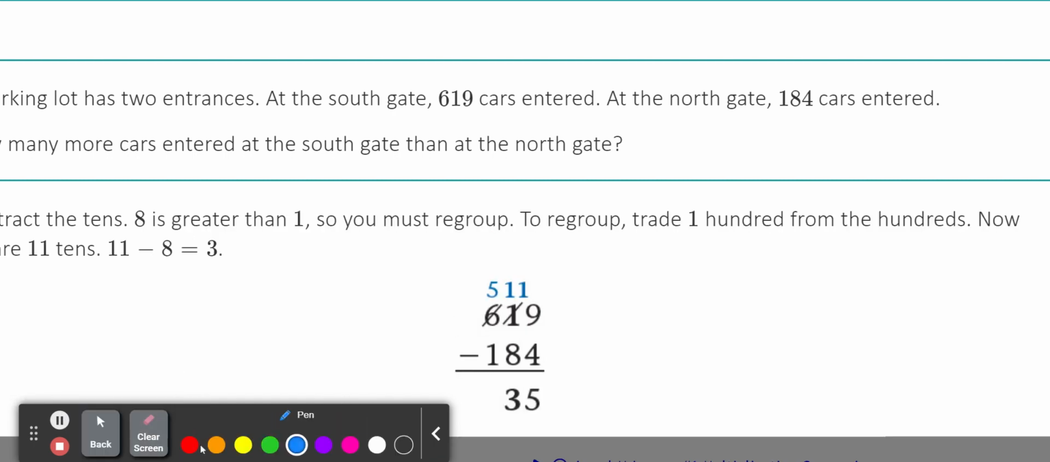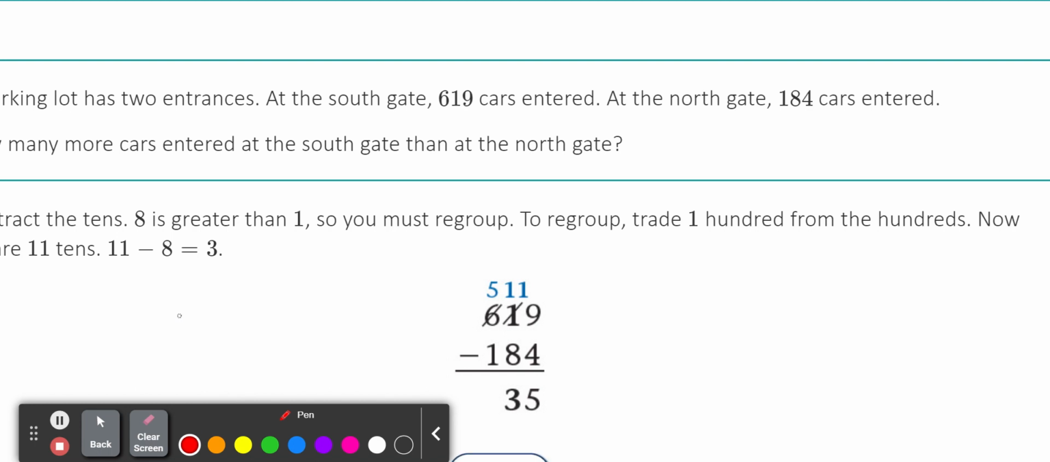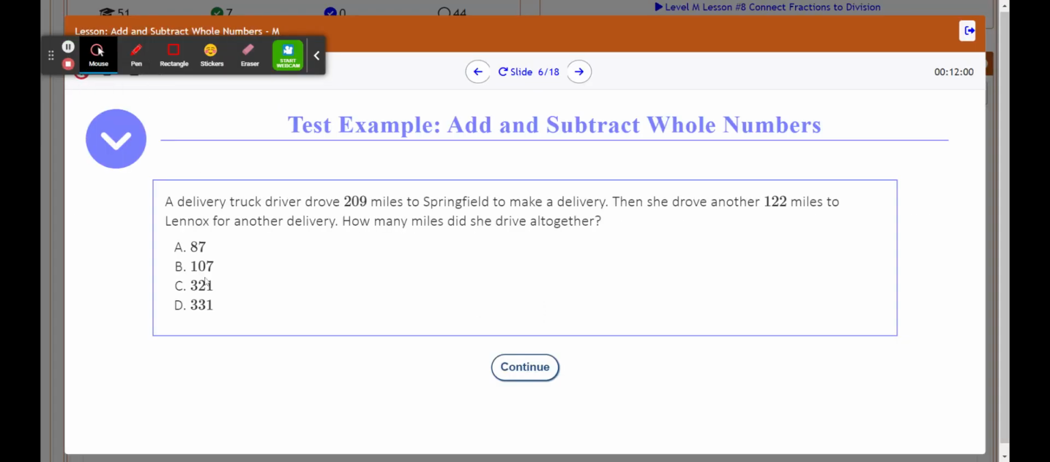Now finally, I'm in my third column. Now, I borrowed 10 already from that 6, so I have that 5 there now. I don't change that. That 5 is there now. Now I just do 5 minus 1. 5 is greater than 1, so I don't need to borrow anything. 5 minus 1 gives me 4. And there's our final answer. 619 minus 184 gives me 435. Let's look at some example problems.